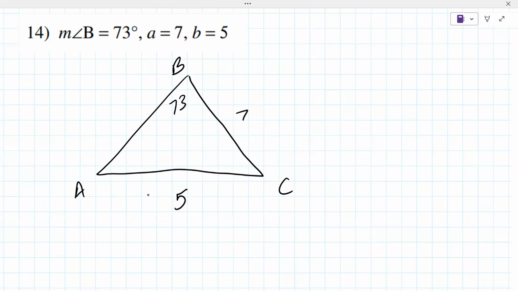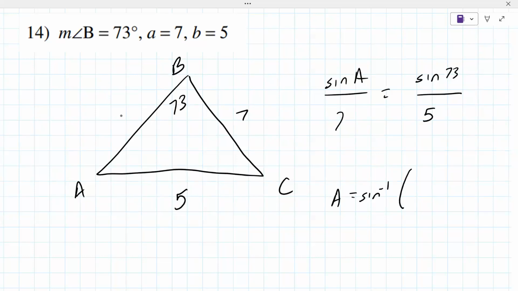That would be law of sines, yeah. So you can find angle A this time. Sine of A, across from the 7, equals sine of 73, across from the 5. So again, very important that you actually solve for the A. You'll notice the patterns here as you do more of these.